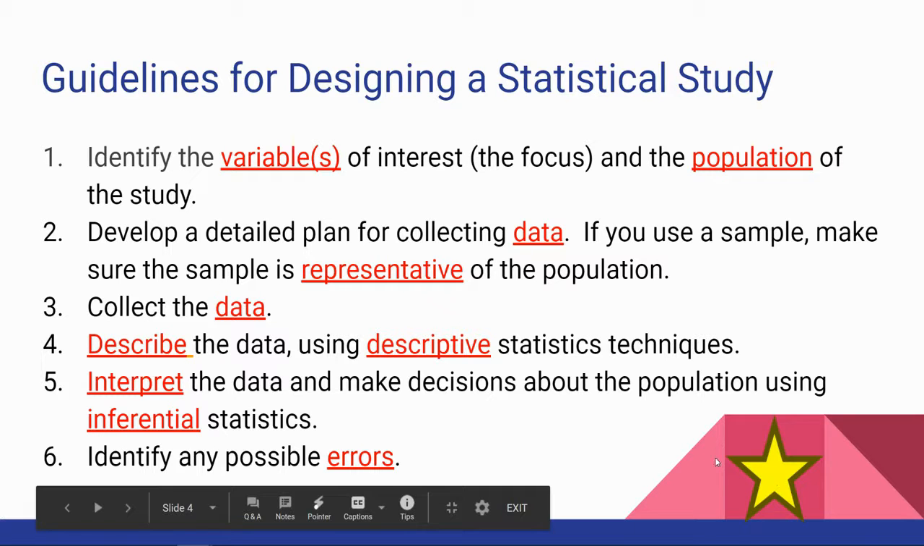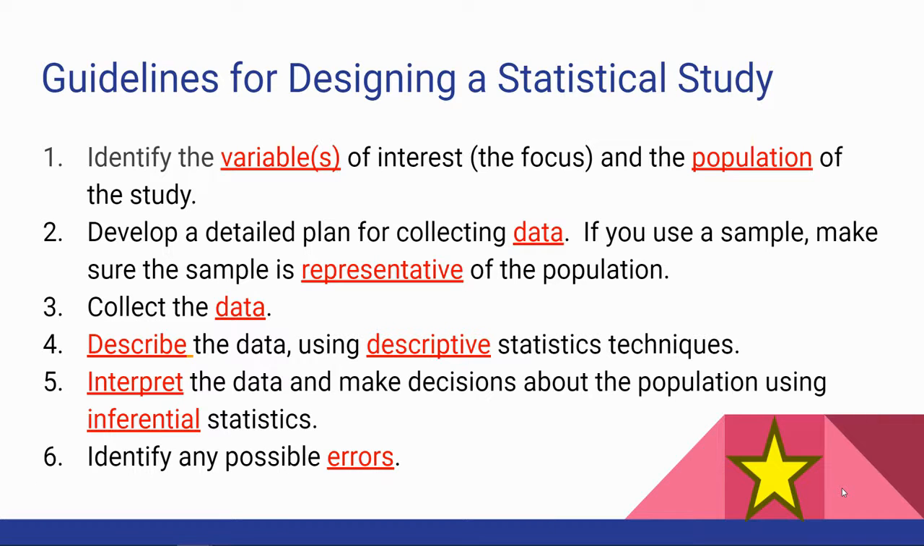You'll definitely want to copy. Notice there's a star in the bottom right-hand corner. So, guidelines for designing a statistical study. These are the steps you would go through if you were starting a study and going all the way through all of the different steps. First of all, you would identify the variables of interest. What is your focus? And then you would pick the population of the study.